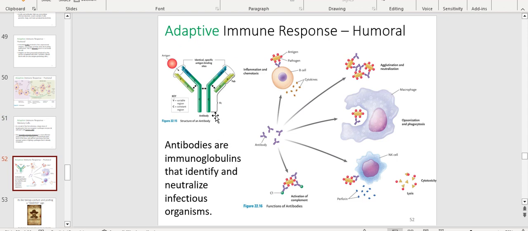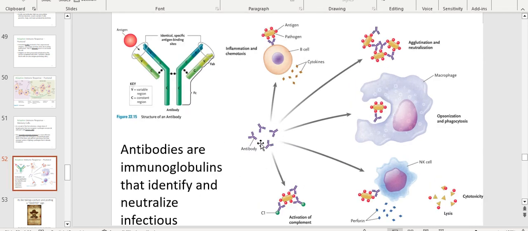When we're talking about the immune response here are these antibodies. And they tend to represent them as Y-shaped, because they are. You can see the Y here and the Y here. Antibodies are immunoglobulins that identify and neutralize infectious organisms. And you'll see that there's an antibody, and you can see what's going on here. Inflammation and chemotaxis, agglutination and neutralization.